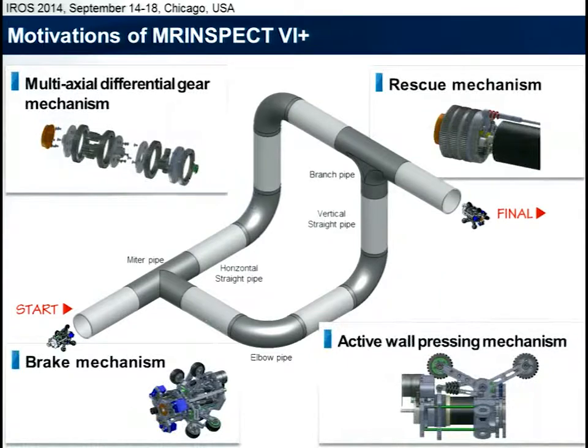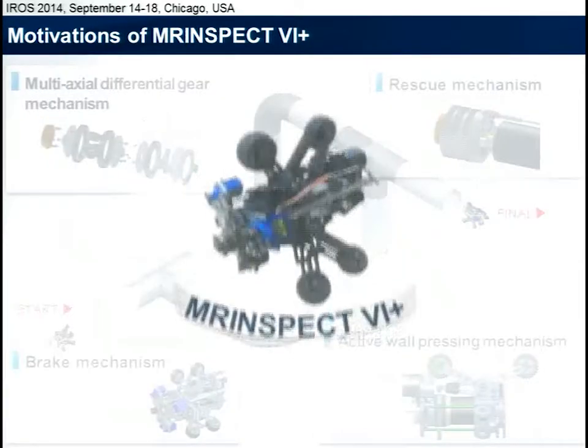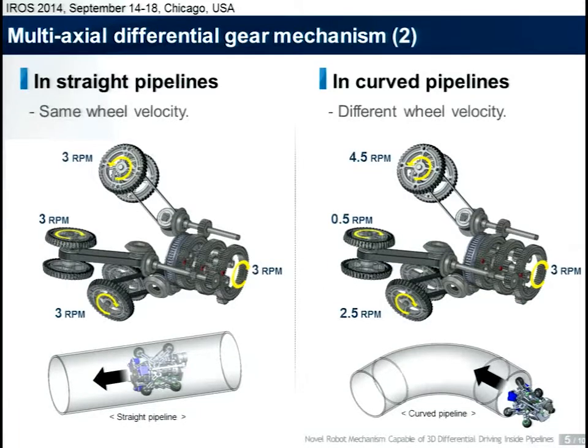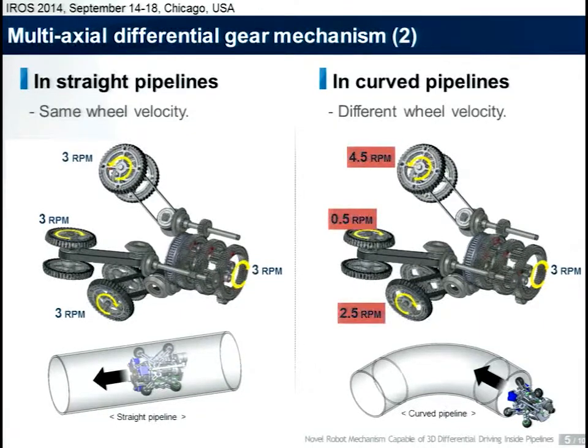In this way, MR-Inspect 6 Plus was developed. First, the multi-axial differential gear has a single input and multiple outputs. It provides different velocities in a curved pipeline without any control effort. In a straight pipeline, these alpha gears rotate in the same direction with exactly the same velocity. In a curved pipeline, these alpha gears have different velocities.